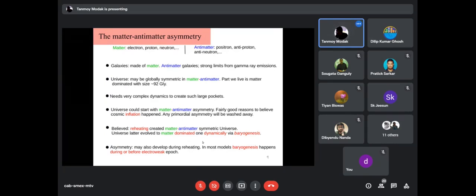In most of the models, this asymmetry, or this baryogenesis, actually happened during or before the Electroweak epoch. But there are some models where this matter-antimatter asymmetry can be created during cosmic reheating or below the Electroweak scale. But for most of the models, it's either at the Electroweak scale or before the Electroweak scale.